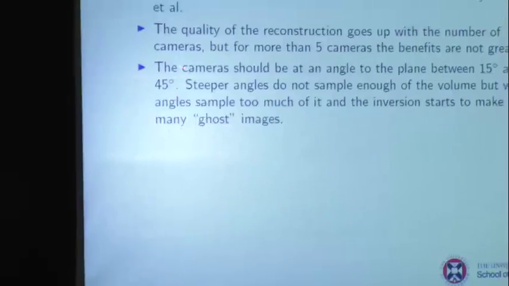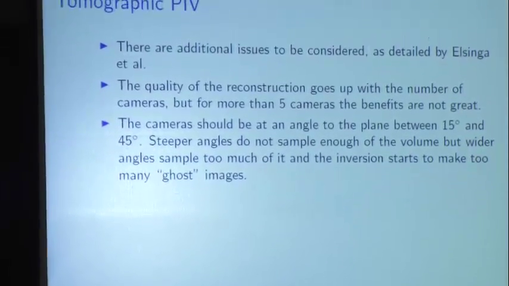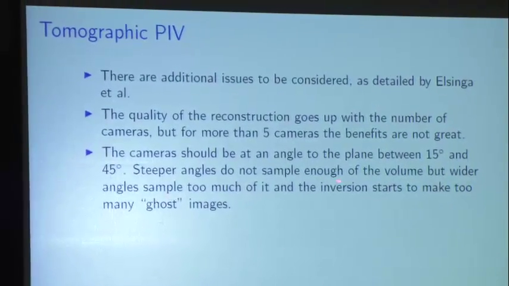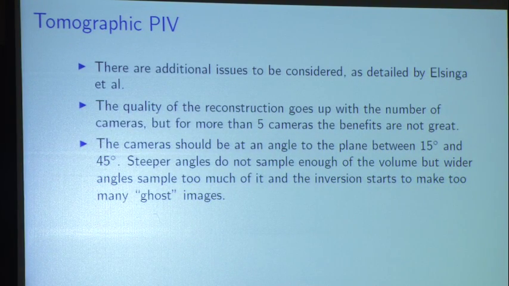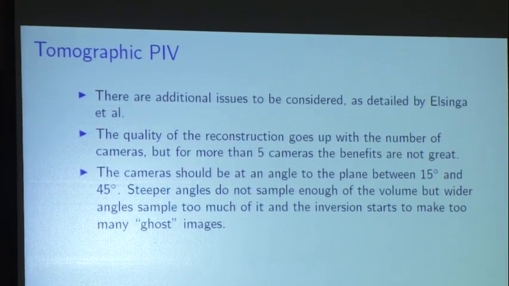The camera should be at an angle to the plane between 15 degrees and 45 degrees. If you have very steep angles, you're not going to sample enough of the volume to get enough information to extract the full volume. But if you go at angles beyond 45 degrees, you start to make up ghost images because you're sampling too far across this thing. You have to worry about ghost images when you do tomography.